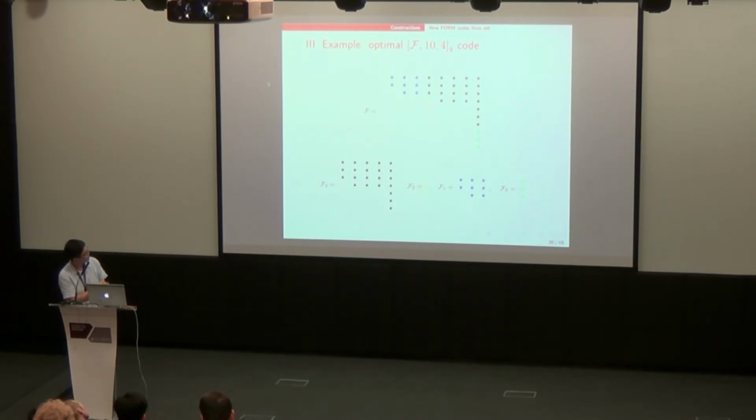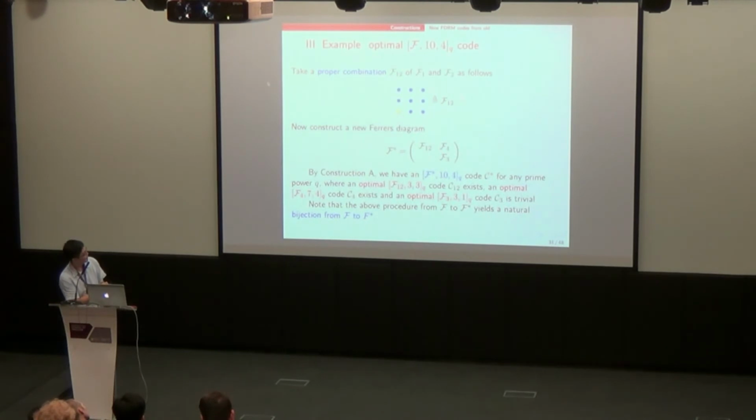So the idea is we want to remove the yellow one, and we mix the yellow one into the blue one. So we form a new Ferrers diagram named F12, and because now only the black one is left, the black one is F4. For this Ferrers diagram, you can construct an optimal one. Since the above procedure from F to F star uses a natural bijection, we can from F star form an F. Of course, we can check the rank distance, but I need the details. I just mentioned the idea is to mix.